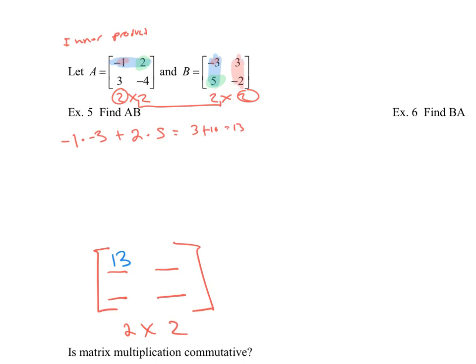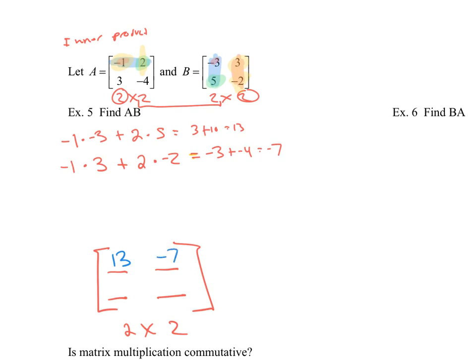So I get -1 times 3 plus 2 times -2. Okay, let's look at that again. It's -1 top times 3, and then 2 times -2. Right? That's the inner product of the top and the right. And what do we get? We get -3 plus -4, which is -7. So on the top right, I get a -7.